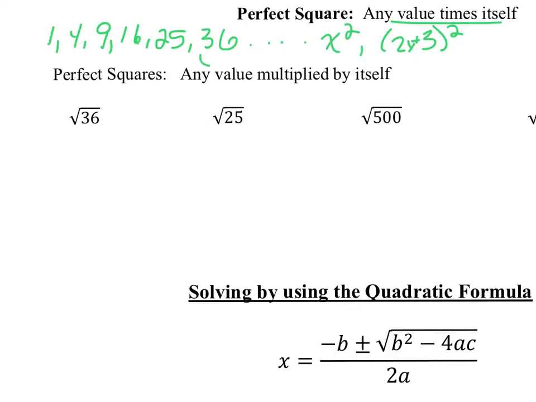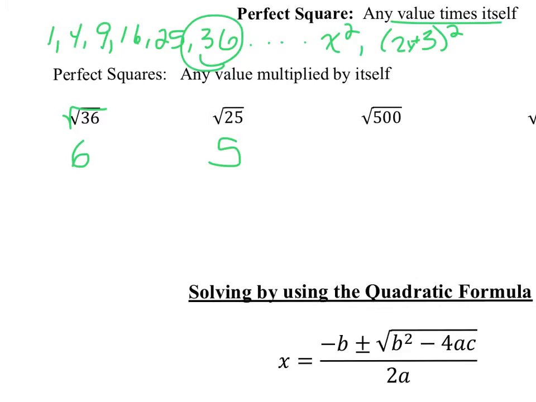So 36 is a perfect square. So the square root of 36, now you can put that in your calculator if you want, because that's a nice perfect rational number, or 6. The square root of 25, same deal. 25 is a perfect square, and it is 5 times 5, so that makes the square root of 25 5.